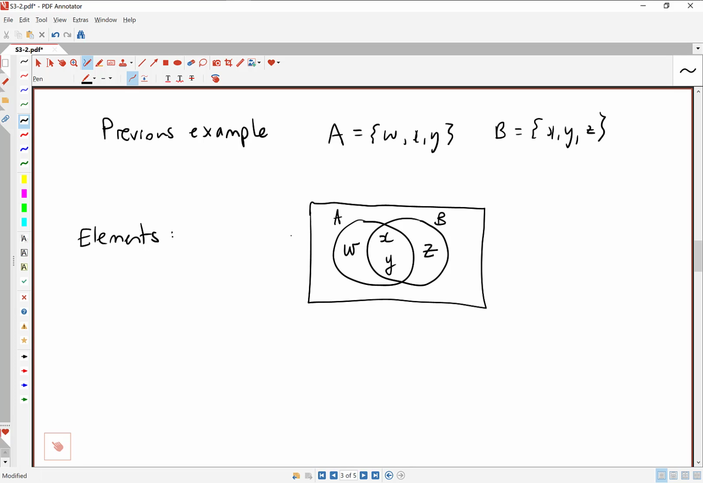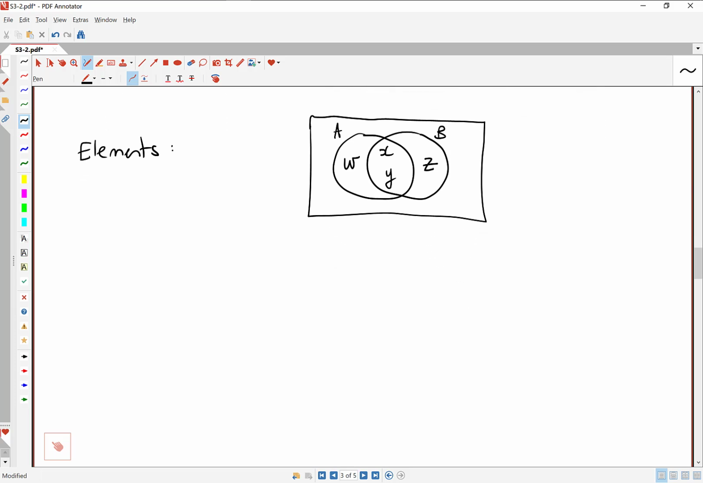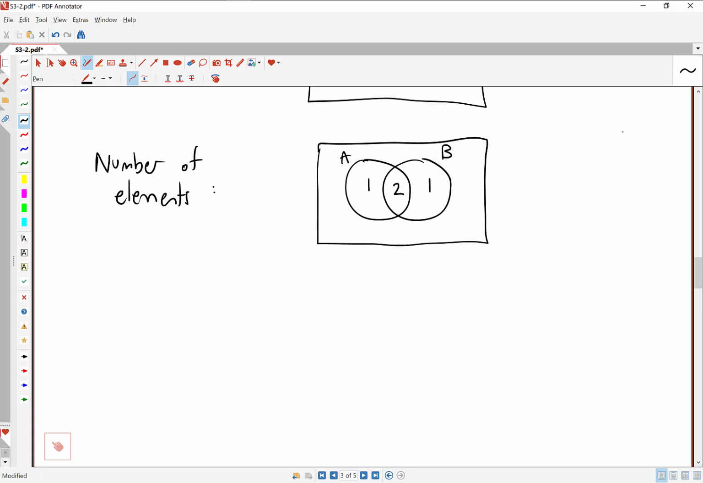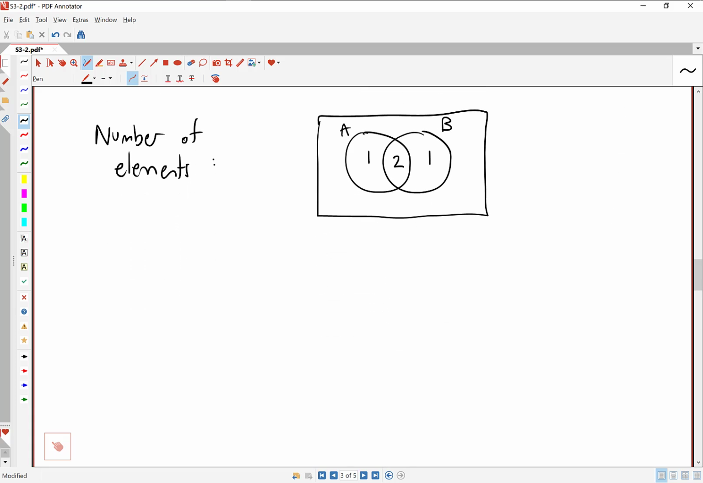Now, when our sets get bigger, it's not so convenient to write the individual elements into the diagram. So what we'll sometimes do is just talk about the number of elements. We've got our universal set, and our sets A and B represented by circles. We're going to allow those sets to overlap, and we're not going to write down W, X, Y, Z. We're just going to write down the number of elements in each region. So there are two elements that are in both A and B. There's one element that is in A but not in B, and one element that is in B but not in A.